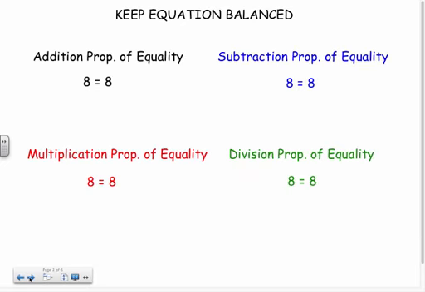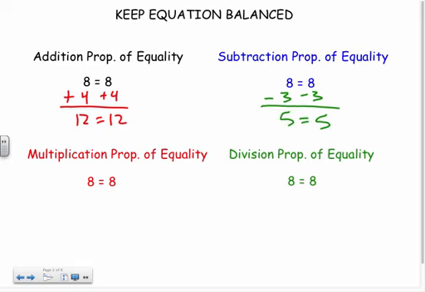So we have a couple of properties. Pretty basic. You don't really need to get these down. But addition property of equality: if I add something to one side and I add that exact same thing to the other side of the equal sign, my equation stays balanced. That's that property. Same thing with subtraction. If I subtract one thing from one side and subtract from the other, my equation stays balanced.